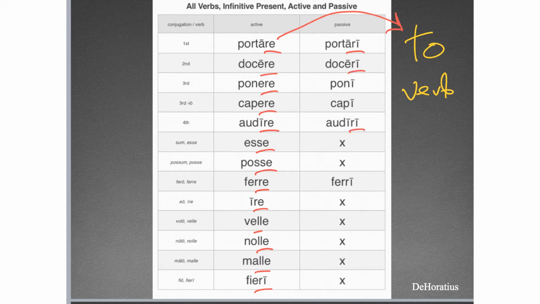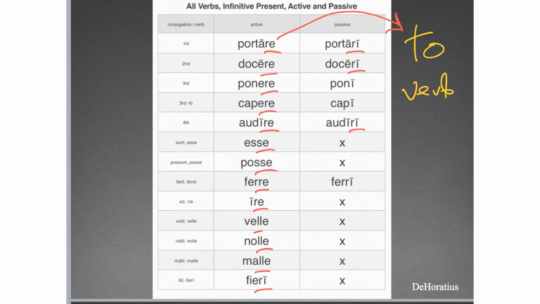The exception is third and third IO. Third and third IO take the whole ERE and replace it with an I. So it's not poneri, as you might expect, it's poni. It's not caperi, as you might expect, it's capi. You don't see the present passive infinitive too often, but when you do in this third conjugation, it can be tricky because that I ending can be so many other things. So you've got to watch out for it and be careful about it.